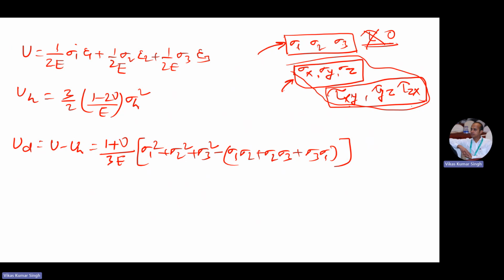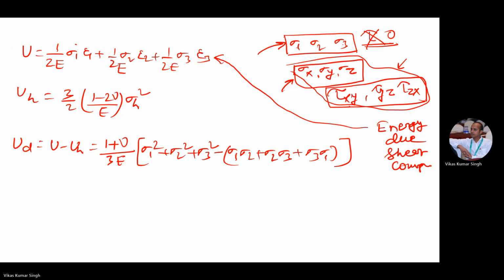You can try with this. While calculating the total energy, you must consider the shear strain also. When you are considering the shear strain, you have to add the energy due to the shear component in this one, nothing else. Everything is the same, just add the energy due to the shear component. Okay, now coming back to our distortion.